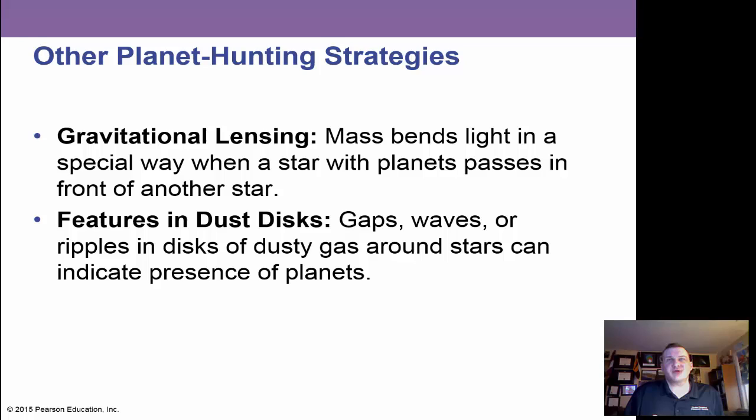Other planet hunting strategies is gravitational lensing. A mass bends the light in a special way when a star with planets passes in front of another star. And we can see gaps, waves, or ripples in the disks of dusty gas around stars that can indicate the presence of planets.